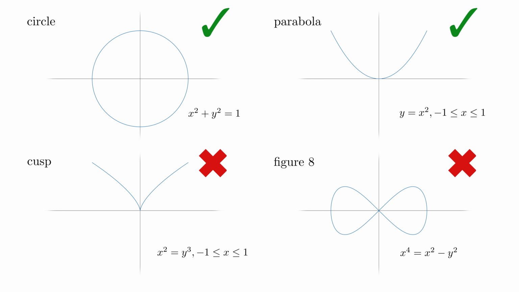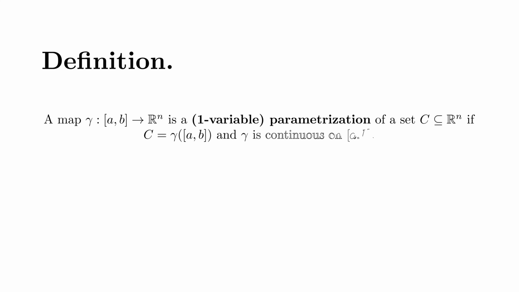We need to make a definition that matches this visual intuition. The definition contains several essential properties, which we will introduce sequentially. Instead of spilling the whole tea, let's take a sip with the first essential property of a curve. A map gamma from the closed interval AB to Rn is a one-variable parametrization of a set C in Rn if C is the image of AB under gamma, and gamma is continuous on its domain.